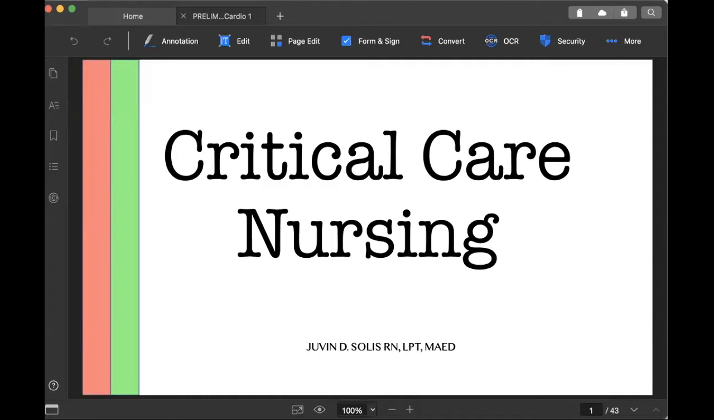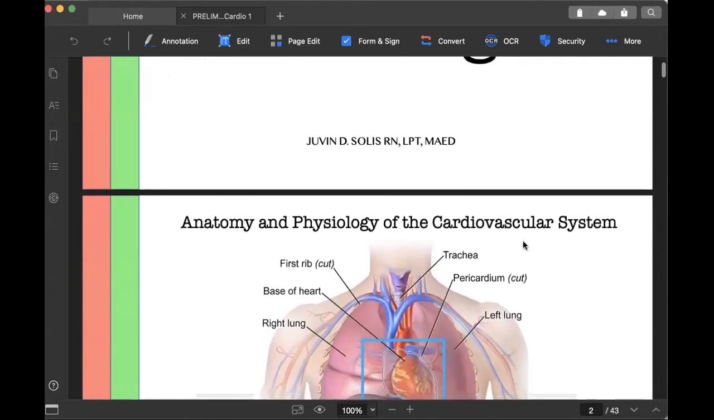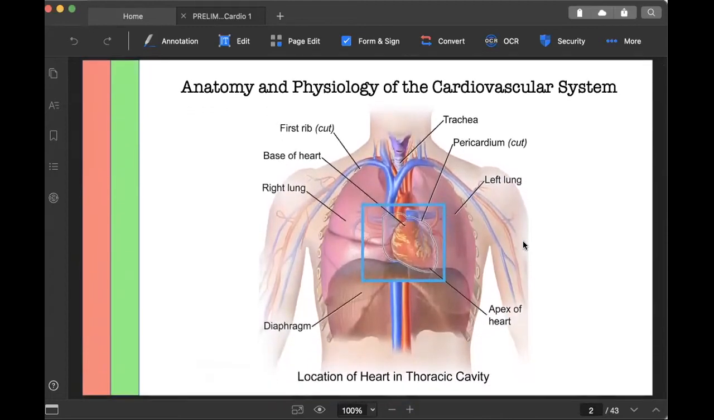Okay, so let's start. In order for us to have a great understanding of the illnesses and diseases associated with the heart, we must have a background or a preview of the anatomy and physiology of the cardiovascular system. As we've learned already in our first year, the heart is located at the center of the thorax, which occupies the space between your two lungs as well as your diaphragm. So the central part of our body is where our heart is located.